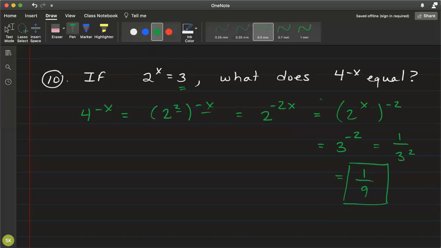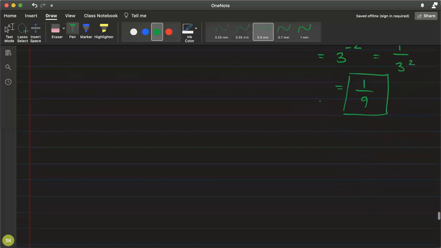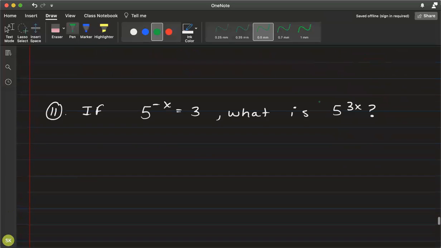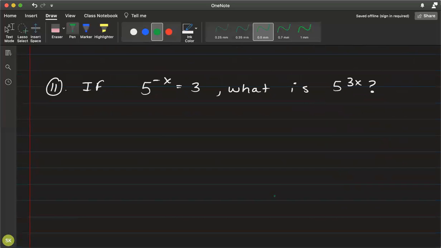Let's try one more like this. Now see if you can do something similar. Maybe pause the video and try this problem. So 5 to the negative x is equal to 3. We want to know 5 to the 3x.